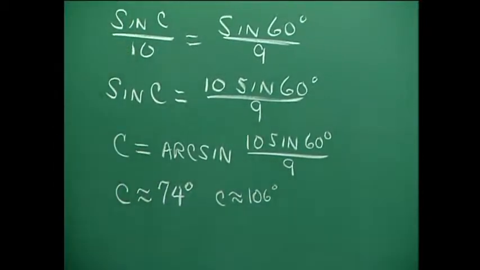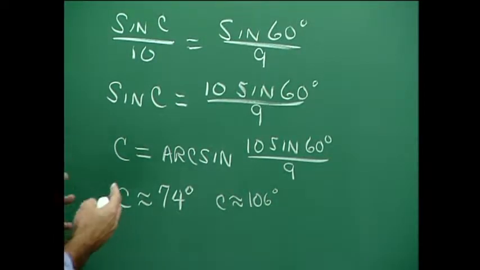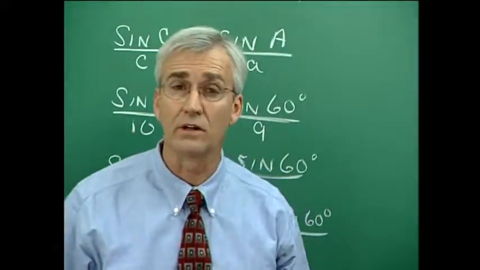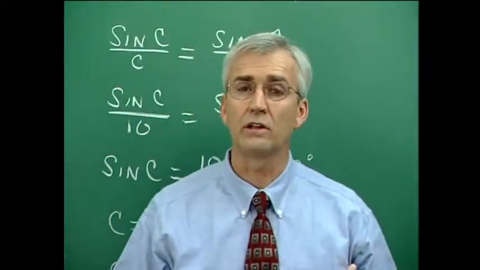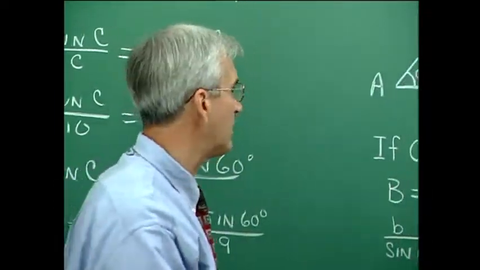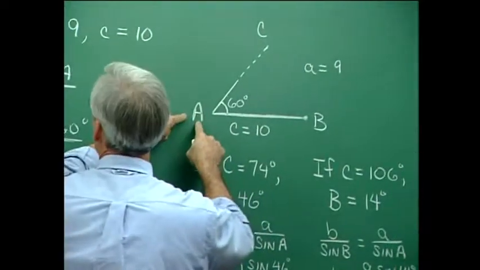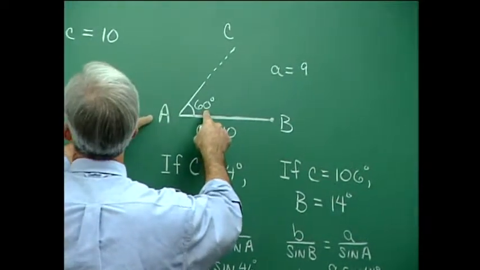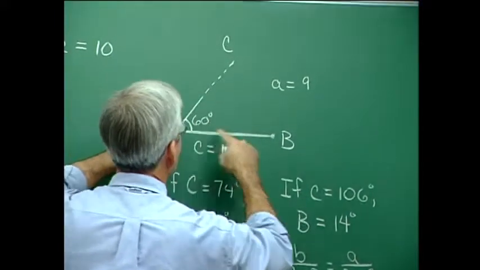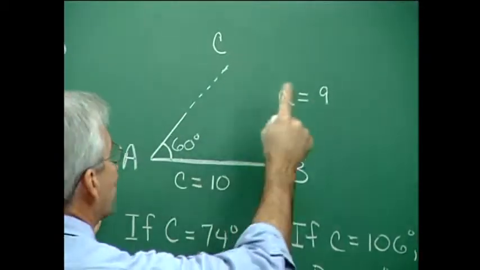How is that possible? We could have two possibilities here. It turns out that this is a somewhat ambiguous kind of case, and we get that occasionally in using the law of sines. Here's how it can occur. We can understand it from a construction standpoint. Angle A is given to be 60 degrees, side C is given to be 10, so these are kind of etched in concrete, and the side opposite angle A is 9.